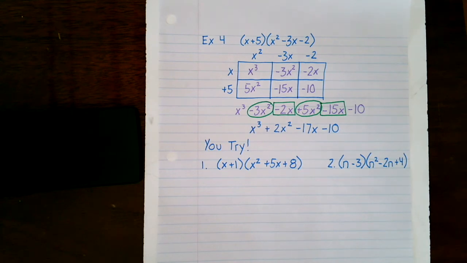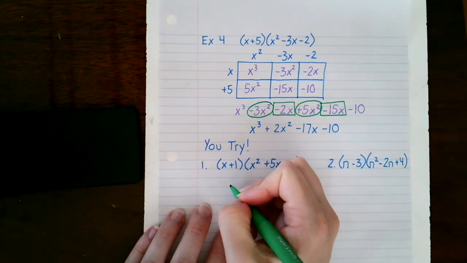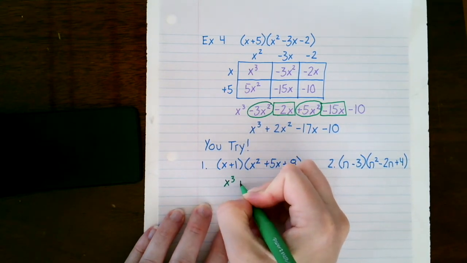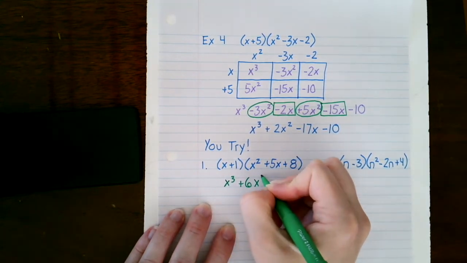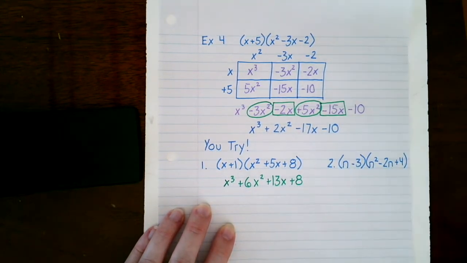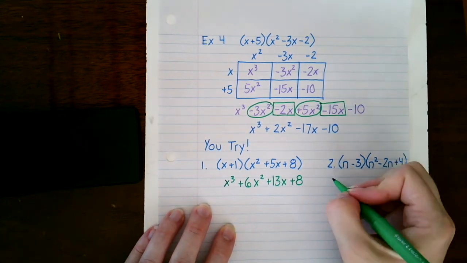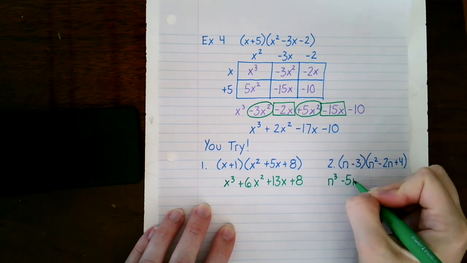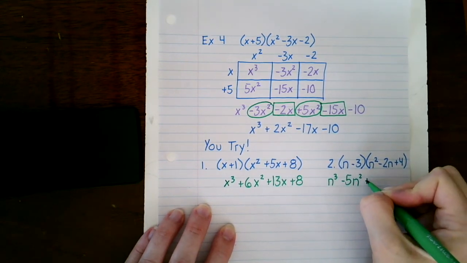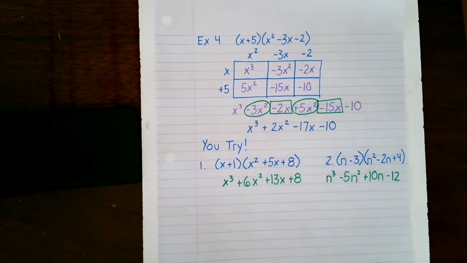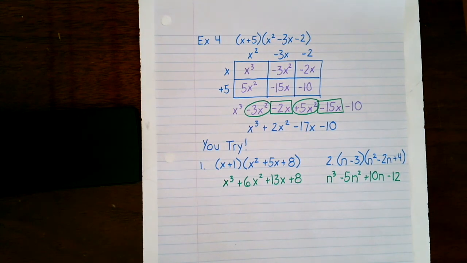So hopefully you've tried them on your own. Here we go. Our number 1, the answer is x to the 3rd power plus 6x squared plus 13x plus 8. And the answer to our second you try is n cubed minus 5n squared plus 10n minus 12. So go back and watch example 4 if you weren't quite sure how to get those answers.